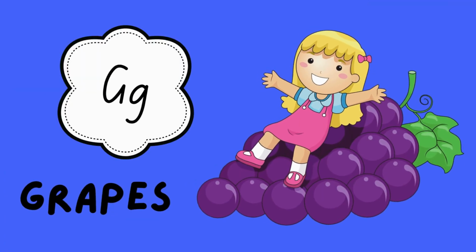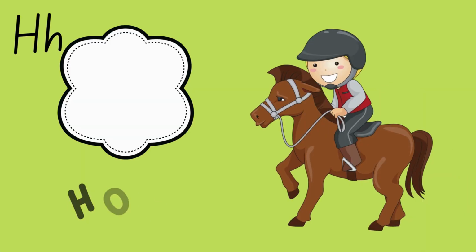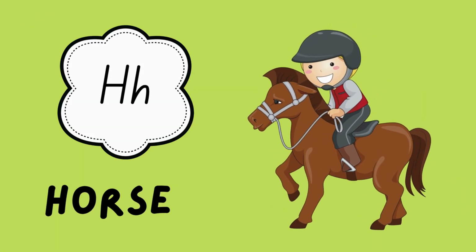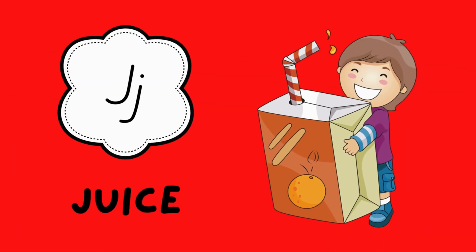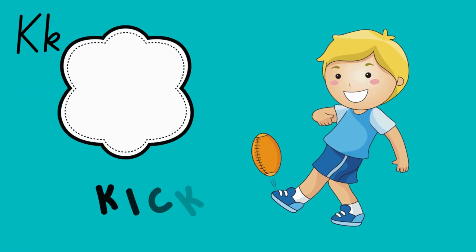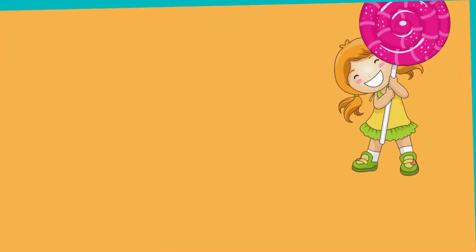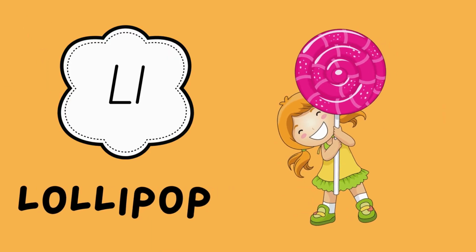G is for grapes, purple and sweet. H is for horse, galloping away. I is for ice cream, a cone in her hand. J is for juice, orange and cold. K is for kick, with a ball so bright. L is for lollipop, big and round.